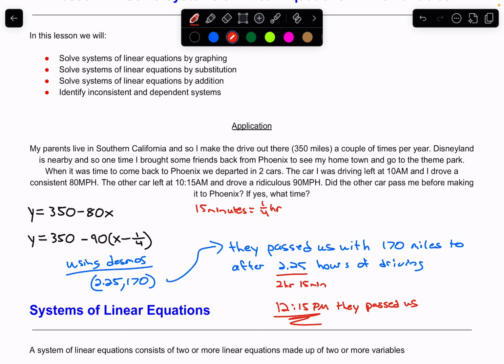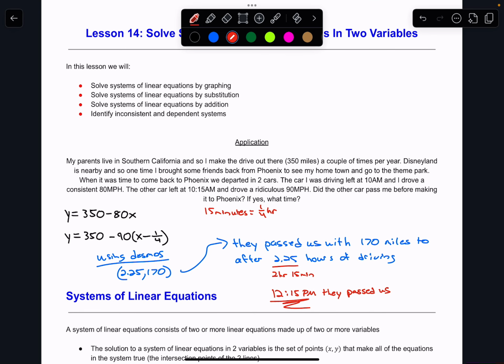Right after lunch. And believe it or not, I looked out my window at 12:15 and there was my friend Mitchell and company driving by. And that's how you can use math in real life.